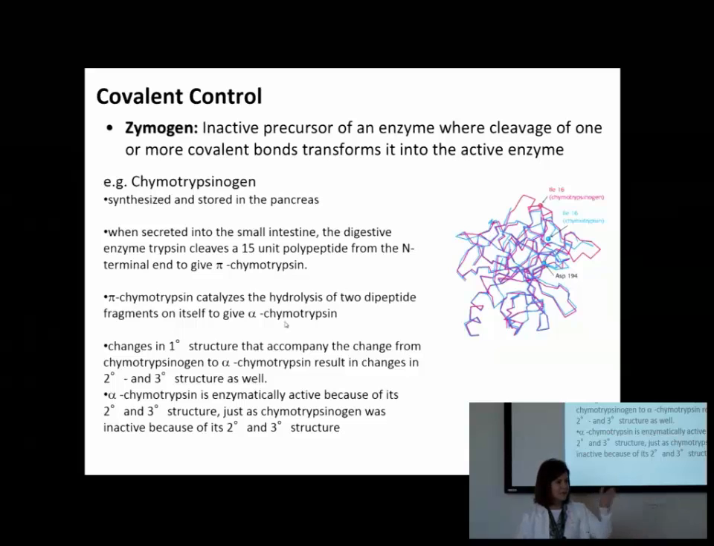Yes? Is it just called trypsin in the lab? No, chymotrypsin and trypsin are different. And I think later on we're going to talk about it. They'll cleave in different spots. I believe. I've got to look that up, but trypsin and chymotrypsin, I believe, are different.